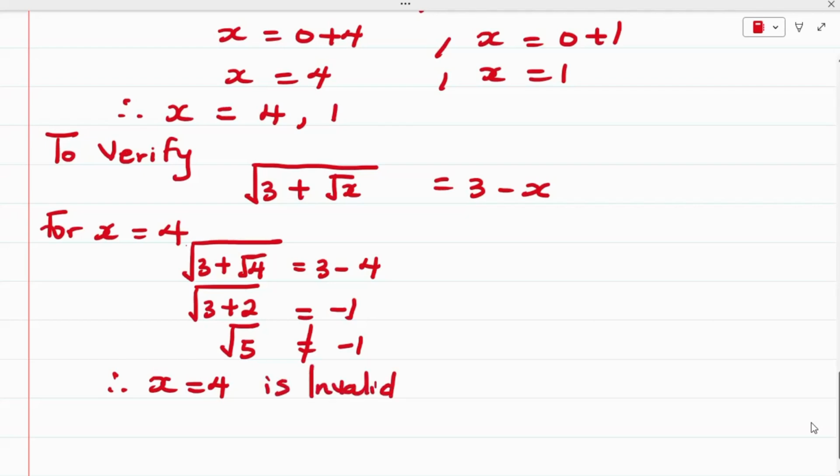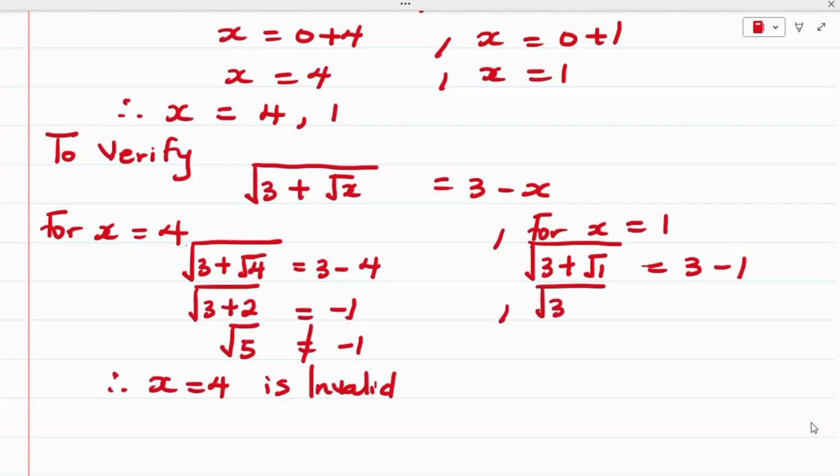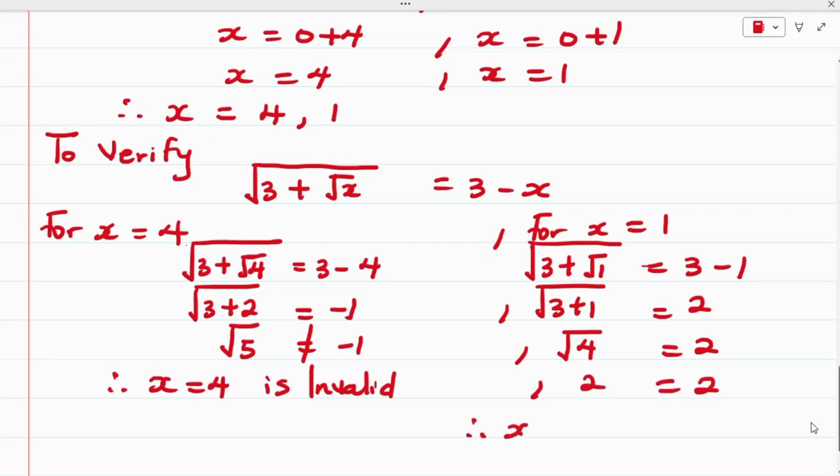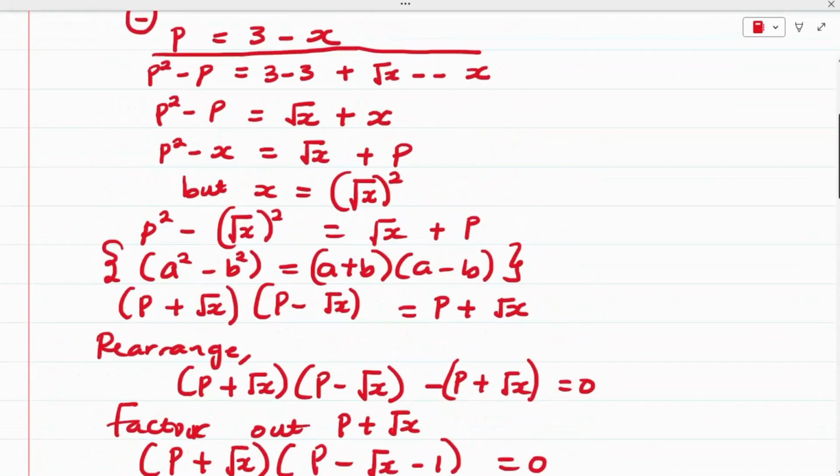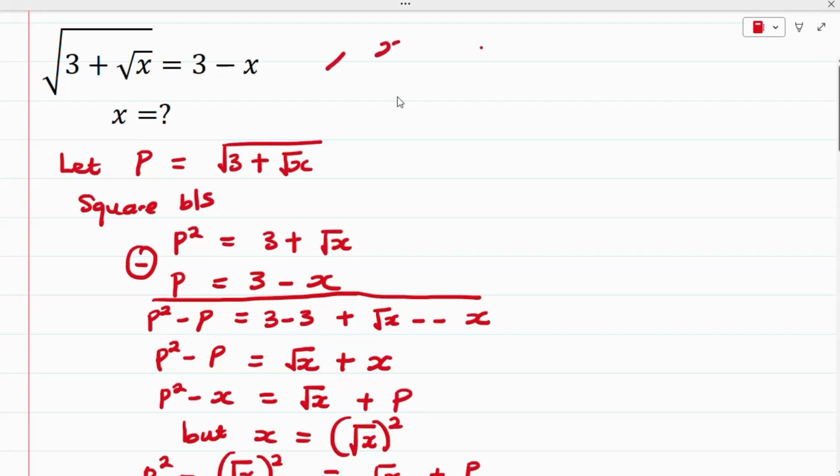So let's simply solve for x equals to 1. So we have this to be the square root of 3 plus the square root of 1 is equals to 3 minus 1. We have the square root of 3 plus the square root of 1 is 1, which is equals to 3 minus 1 is 2. We have this to be the square root of 3 plus 1 is 4, which is equals to 2. And we have the square root of 4 is 2, which is equals to 2. So therefore, we have that x equals to 1 is what? Valid. So we know that the value of x to this nice algebra math problem is x is equals to 1. So therefore, we have that x is equals to 1 and this becomes the final answer.